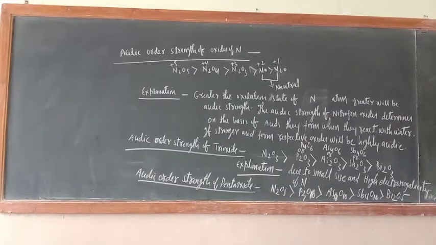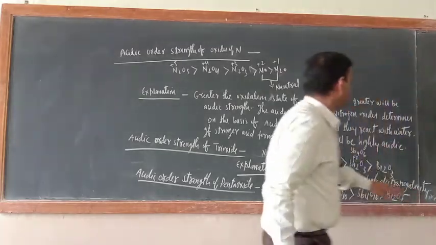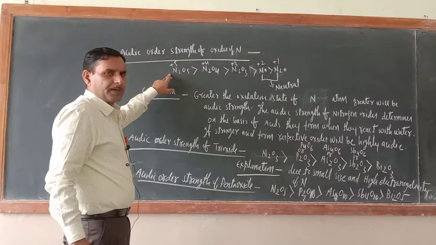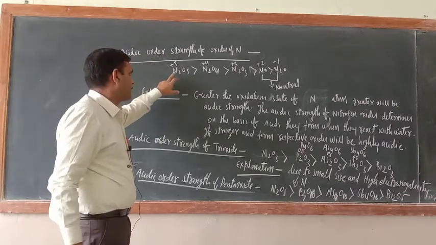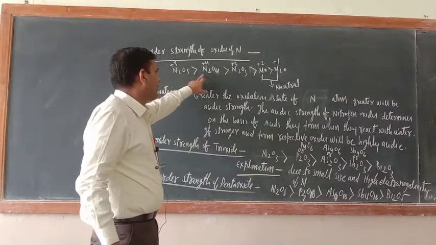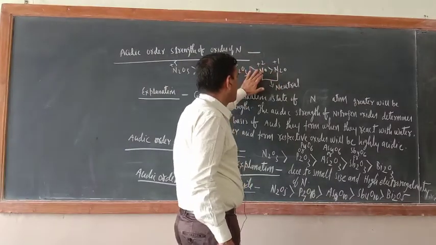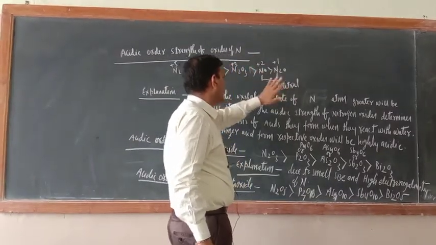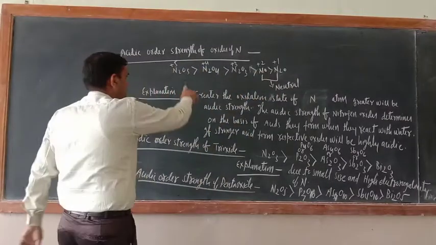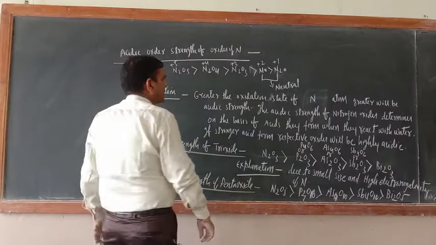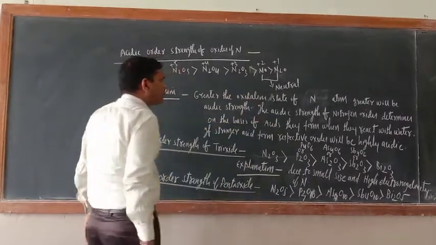So dear cadets, just see here the acidic order strength of oxides of nitrogen. Nitrogen has how many types of oxide? 5 types of oxides: N2O5, N2O4, N2O3, NO and N2O. The last two, NO and N2O, are neutral. I wrote here the acidic strength order, meaning the highest is N2O5 and the least is N2O3.